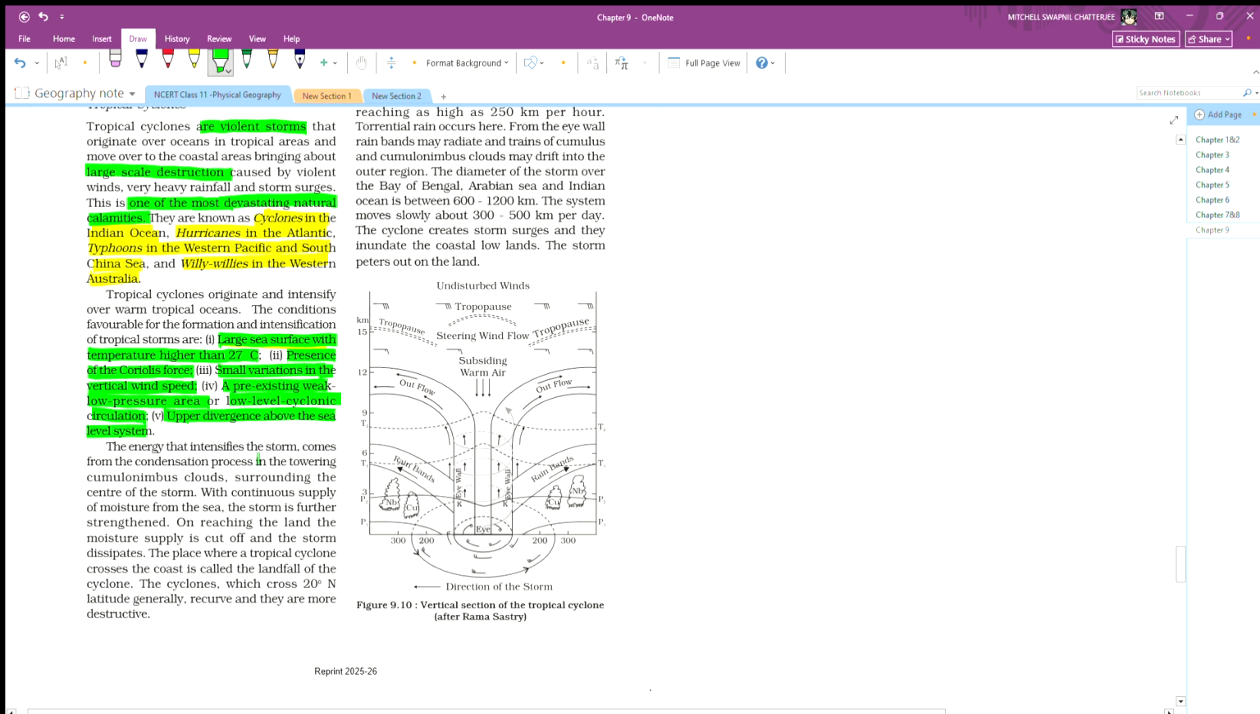The energy that intensifies the storm comes from the condensation process in the cumulonimbus clouds surrounding the center of the storm. With the continuous supply of moisture from the sea, the storm is further strengthened. On reaching the land, this moisture supply is cut and the storm dissipates. The place where the tropical cyclone crosses the coast is called the landfall of the cyclone.